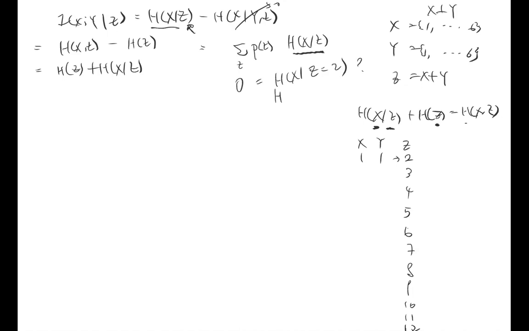Now I can do each of the cases. X given z equal to 3 here. So x can get value 1 or 2, right? So x can take 1 or 2. If x takes 1, then y has to be 2, right?